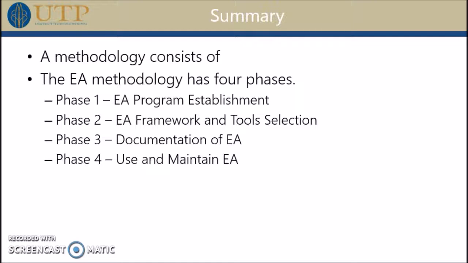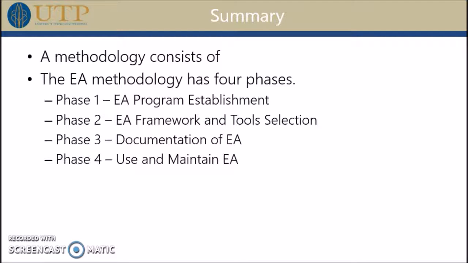Phase one is about establishing the EA program. This is about coming up with the plan in executing this EA project, setting up teams, resources, looking into governance and things like that. And then once that has been in place, then we move into phase two, where we look into what is the framework that we're going to use in this EA, and also what are the tools needed to execute this EA project.